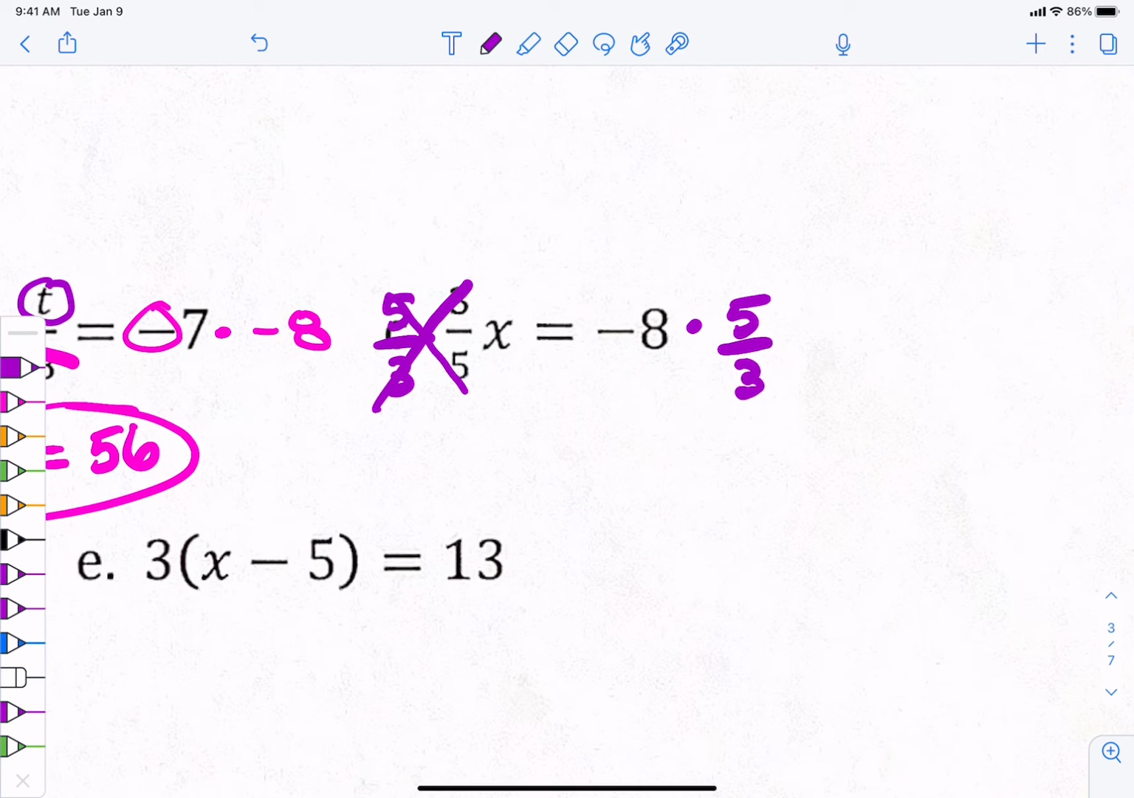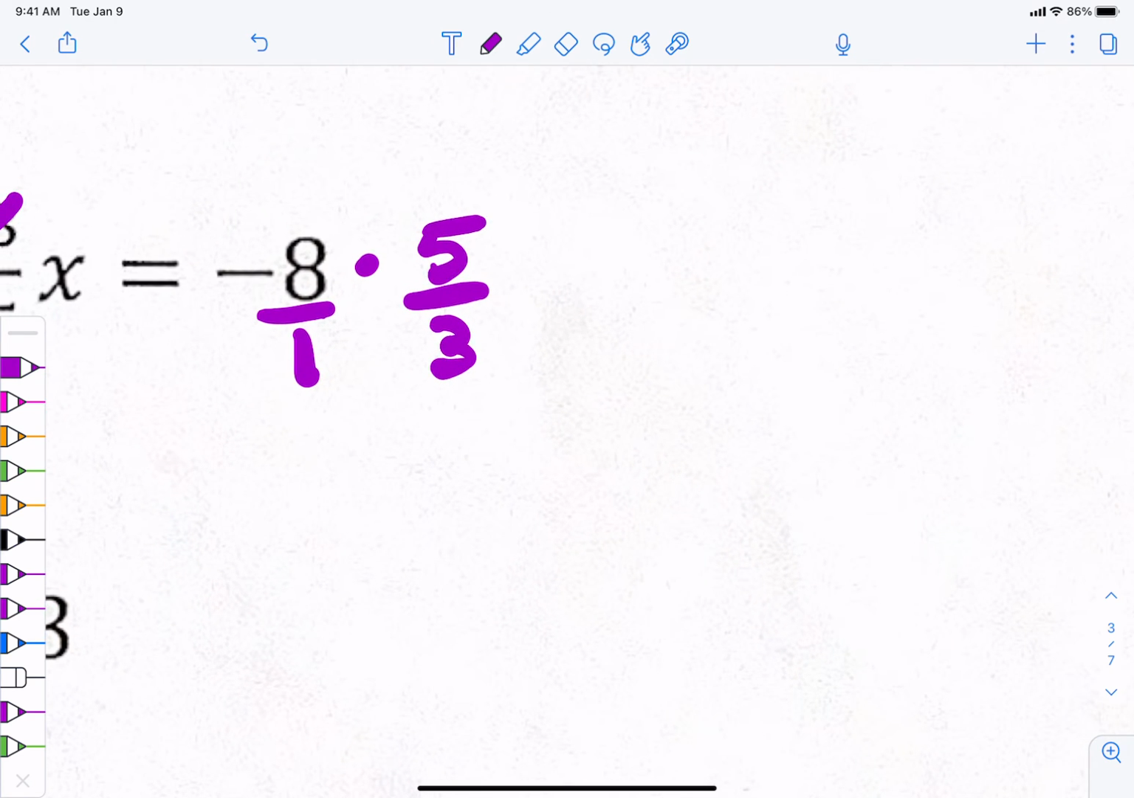Okay, now I have a fraction times a whole number. Make the whole number a fraction. Put it over 1. Okay? Now, how do you multiply those together? 8 times 5 is 40, and 3 times 1 is 3, so 40 over 3.